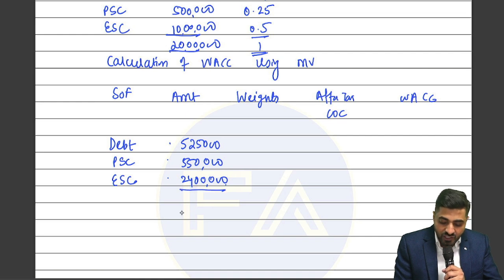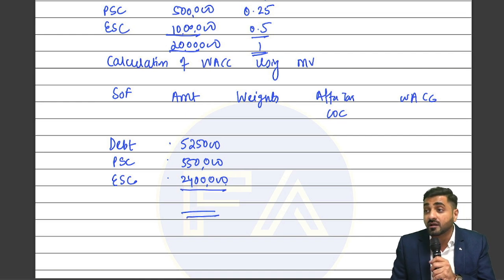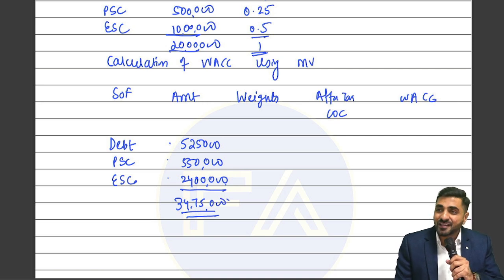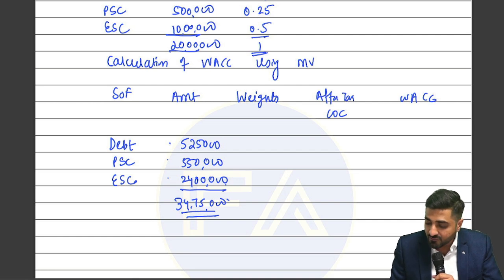Is this sufficient to get your total amount and the weights? Come on, yes or no? Yes, sir. This will be 5,25,000 plus 5,50,000 plus 24 lakhs. The total should be coming as 34,75,000. Now, can I calculate the weights of the same? Come on, yes or no? Yes, sir.